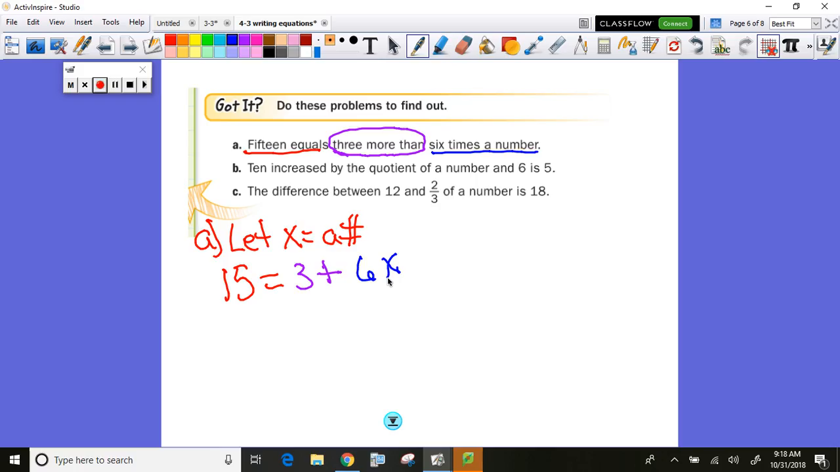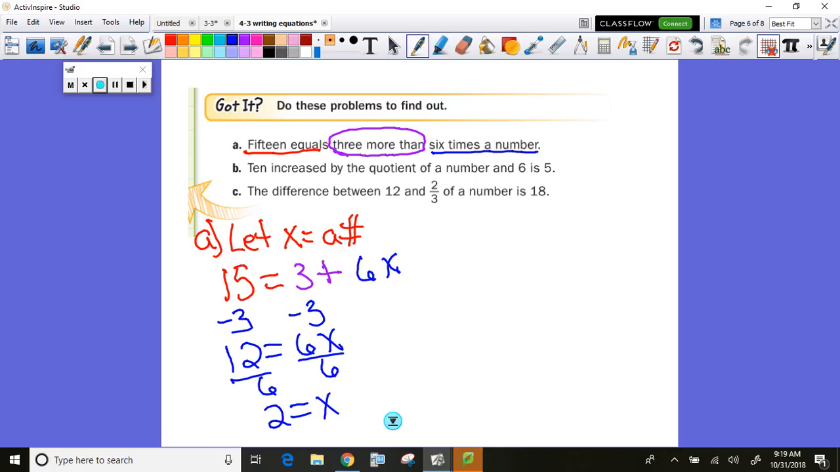That's writing the equation. Now, I also want you to solve the equations you write if you can. So to solve this one, I'm going to subtract 3 from both sides. Get 12 equals 6x. And divide both sides by 6, and 2 equals x. Please pause the video, try B and C, and then come back.